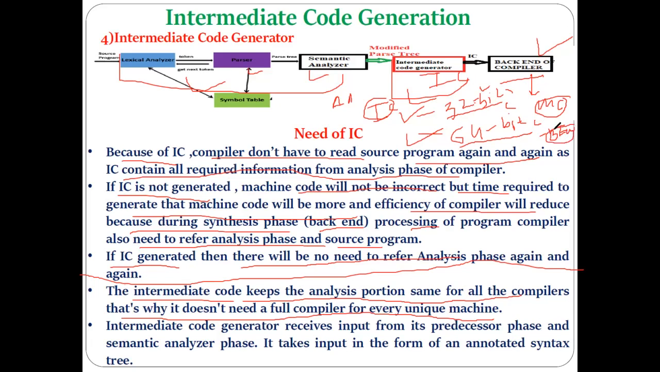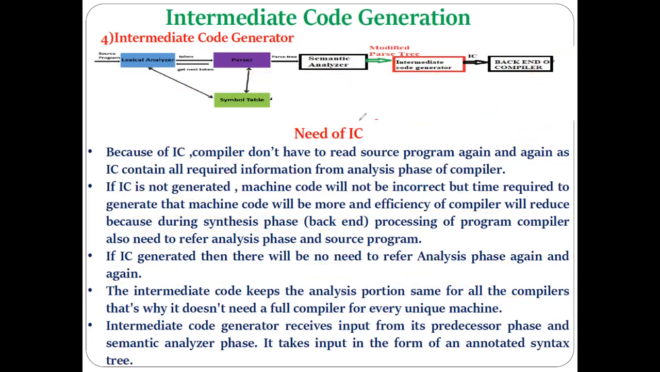No need to design the front end of the compiler, because IC is generated, and as I mentioned, IC keeps the analysis portion the same for all the compilers. Understood? So the only need is to change the back end of the compiler. No need to design the front end, even if you change the machine from 32 bit to 64 bit. Because IC is independent of the machine.